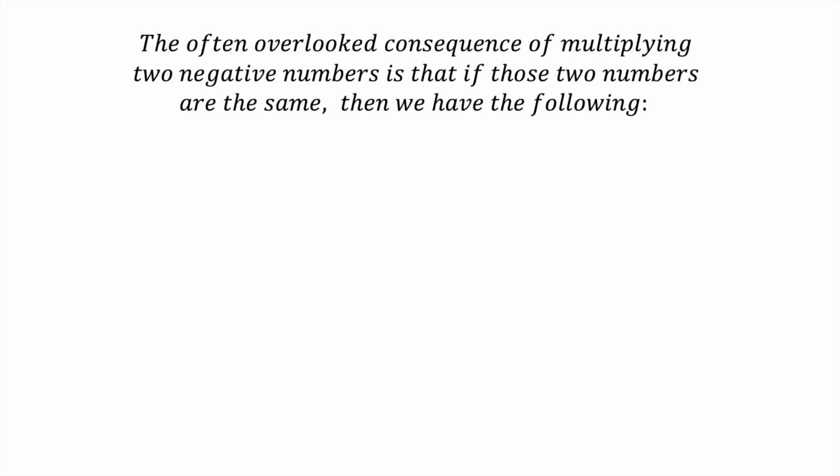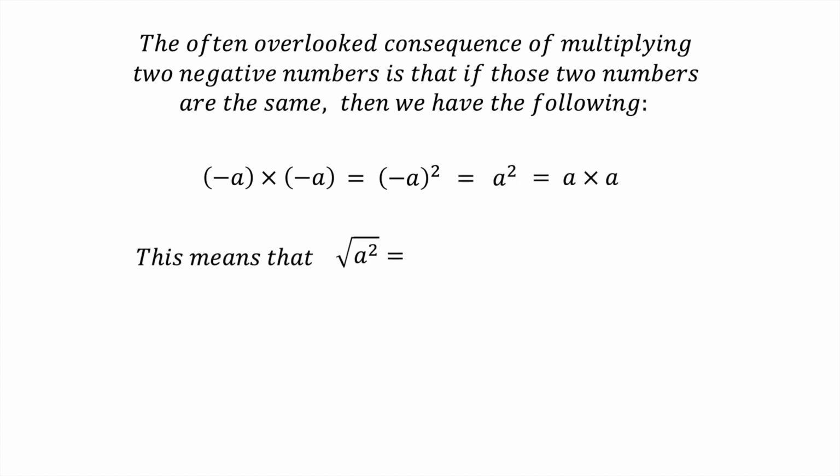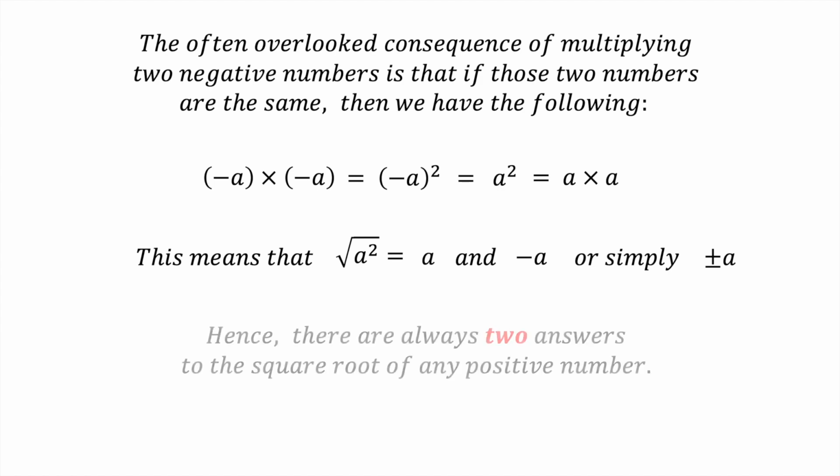The often overlooked consequence of multiplying two negative numbers is that if those two numbers are the same, then we have the following. Negative A times negative A equals negative A squared equals A squared equals A times A. This means that the square root of A squared equals A and negative A, or simply plus or minus A. Hence, there are always two answers to the square root of any positive number.